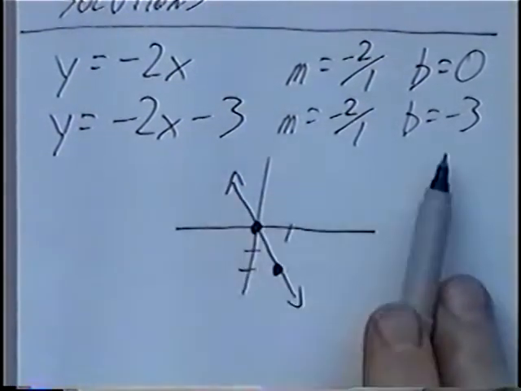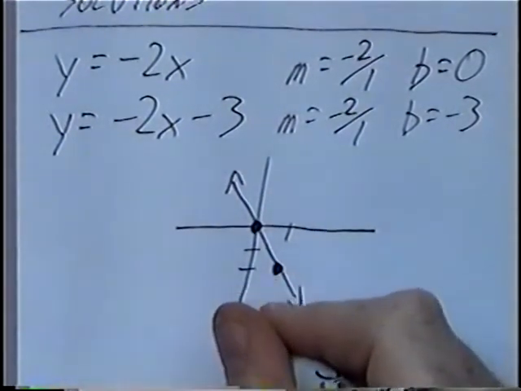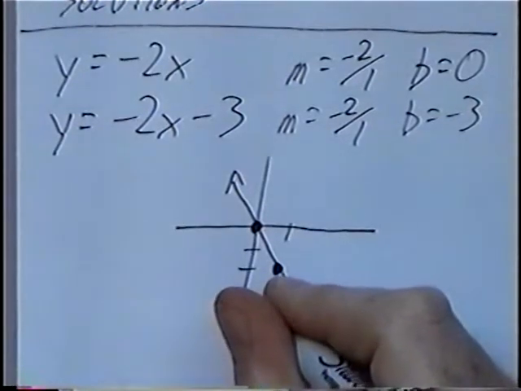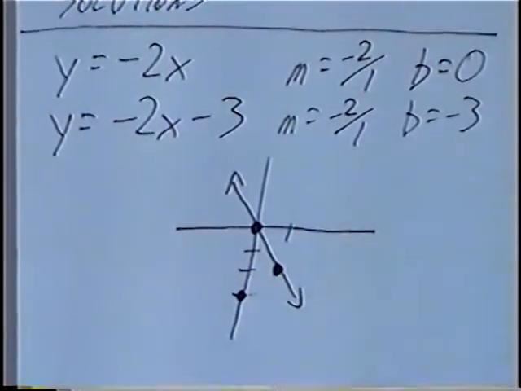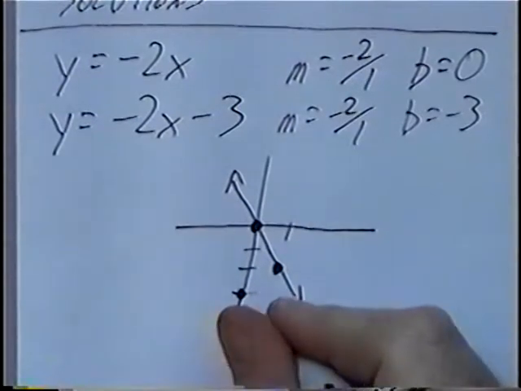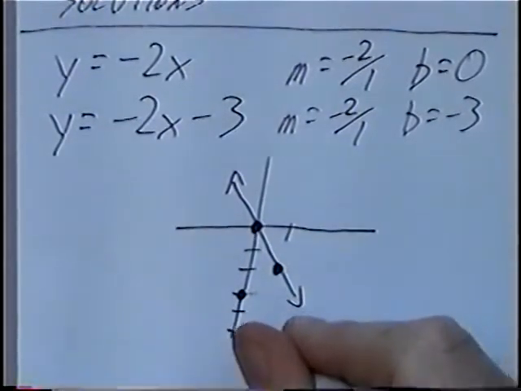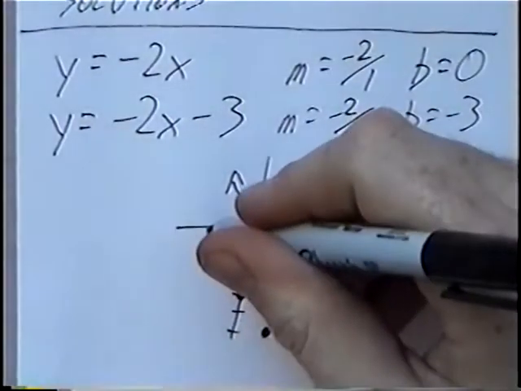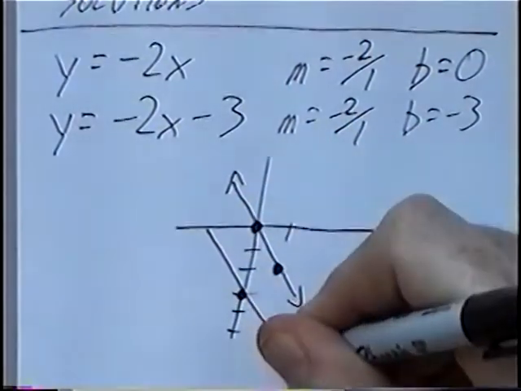Second equation, b equals negative 3, so we'll start at negative 3. And the slope is also negative 2 over 1, so we'll go down 2 spots and over 1 spot. Connecting these 2 points, we'll have our second line.